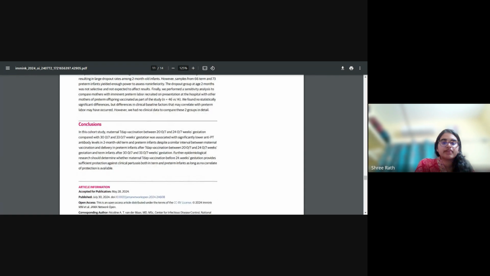Okay, and then finally they go for conclusion, in which they summarize their results, and then they specify that further epidemiological research needs to be conducted to determine whether Tdap vaccination before 20 weeks provides sufficient protection or not. So this in general, I've just discussed the entire study and summarized whatever we discussed in this session today.